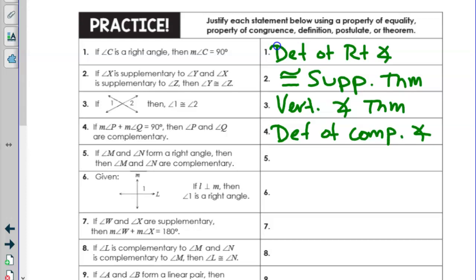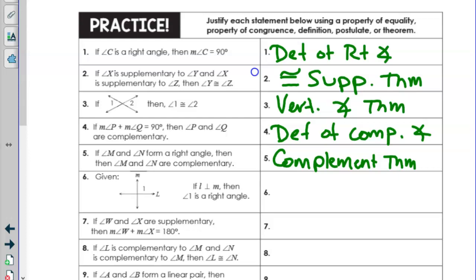Number 5, if M and N form a right angle, then M and N are complementary. But we didn't really talk about that one. Did you find it? Definition of right angle? No, it was actually a theorem that we really didn't talk about. What did you say, Zach? Complement theorem. Yes, it's called the complement theorem. If two angles form a right angle, then they have to be complementary. It's called the complement theorem.